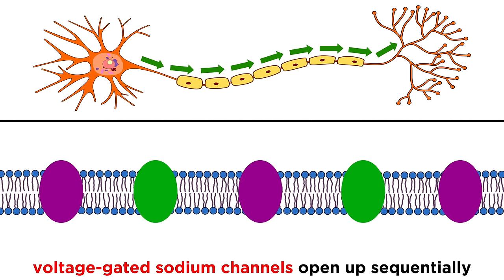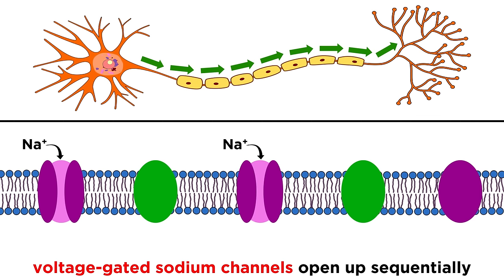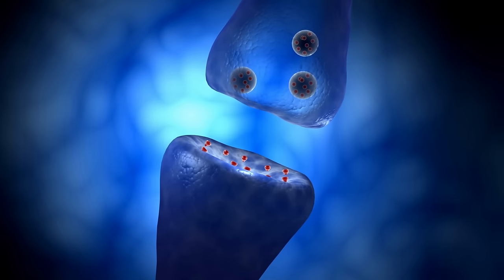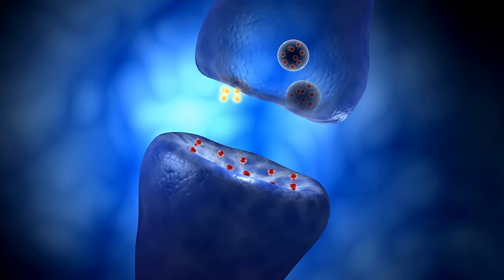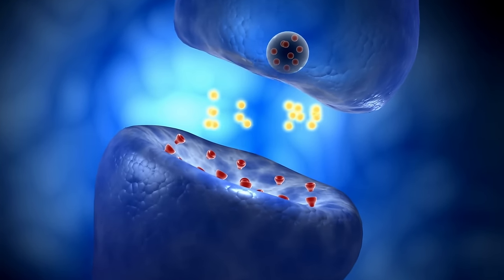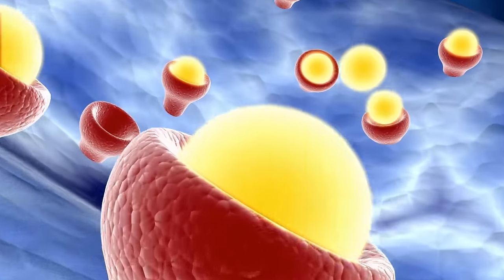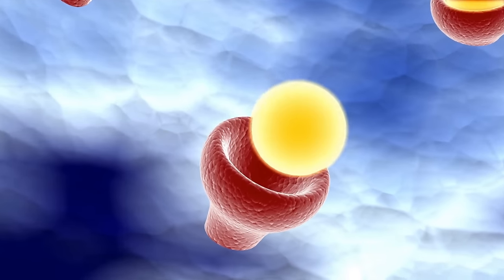This involves the propagation of this electrochemical activity all the way along an entire axon. All the voltage-gated sodium channels in the membrane along the axon open up sequentially, and sodium ions rush in. This triggers the opening of voltage-gated potassium channels, and potassium ions rush out. At the terminal end of the axon, this activity triggers the release of more neurotransmitters, which travel across the synaptic space to interact with another neuron and continue the signal.